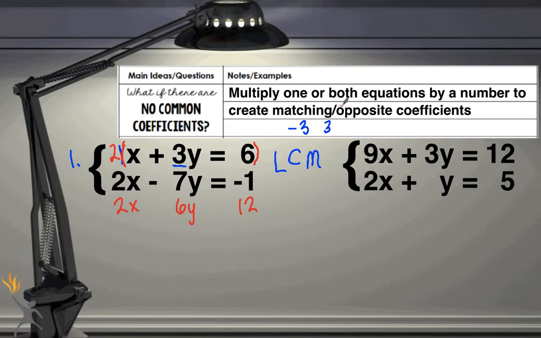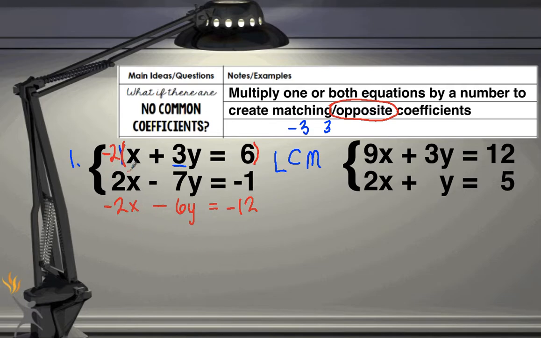Now, that doesn't give me the opposite coefficient that I need. I need that opposite coefficient. So the best thing I'm going to do is actually multiply not by just 2, but by negative 2. That changes this 2 from positive 2 to negative 2, this 6 from positive 6 to negative 6, and this 12 to negative 12. Now I'm going to walk through and do my work.